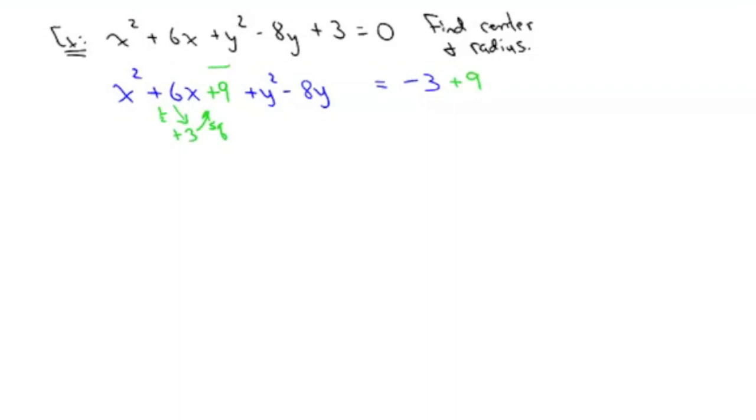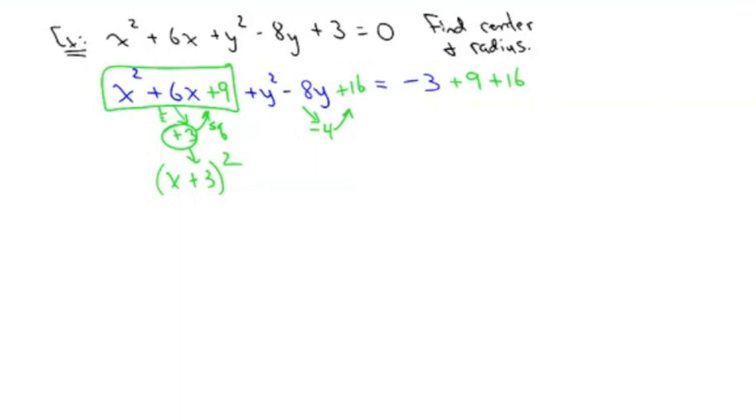Now, this piece right here turns into x plus 3, all squared. Do the same thing to the y. Half of negative 8 is negative 4. Square it: positive 16. If you add it to the left, you have to add it to the right. Now this y squared minus 8y plus 16 becomes y minus 4, all squared, which is equal to 22.